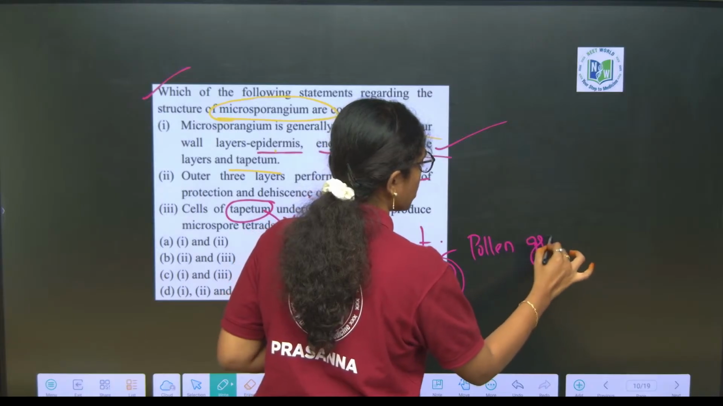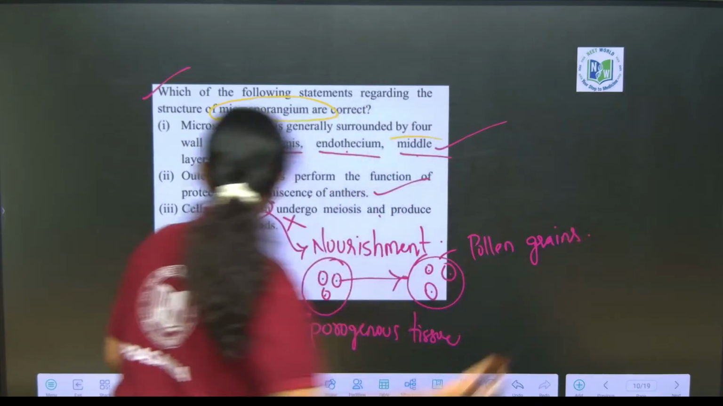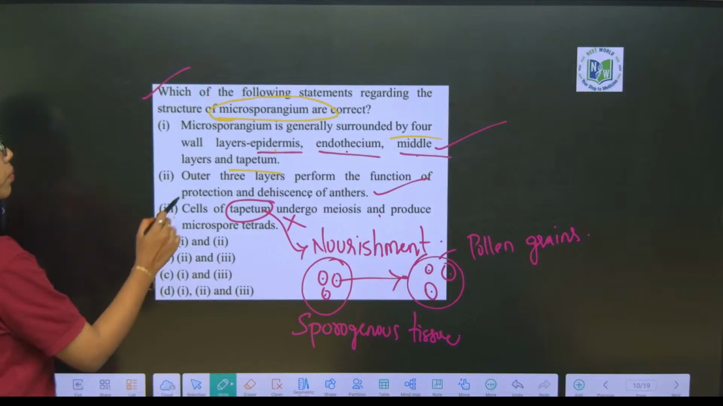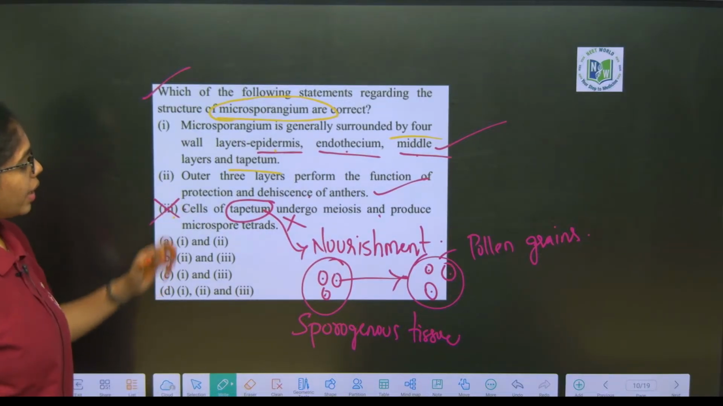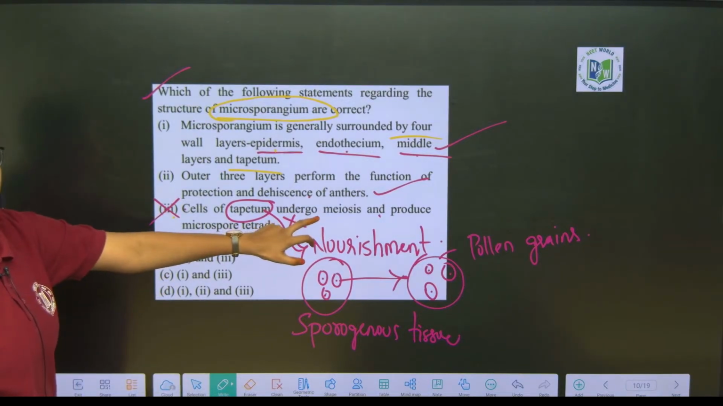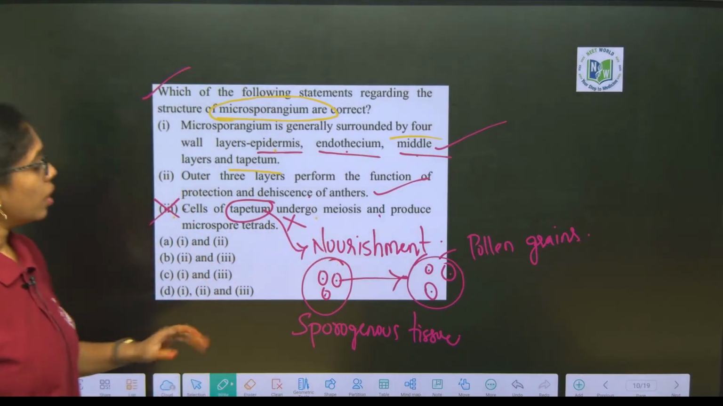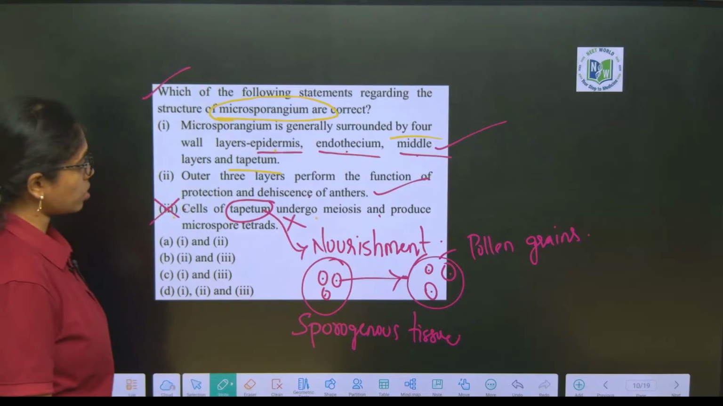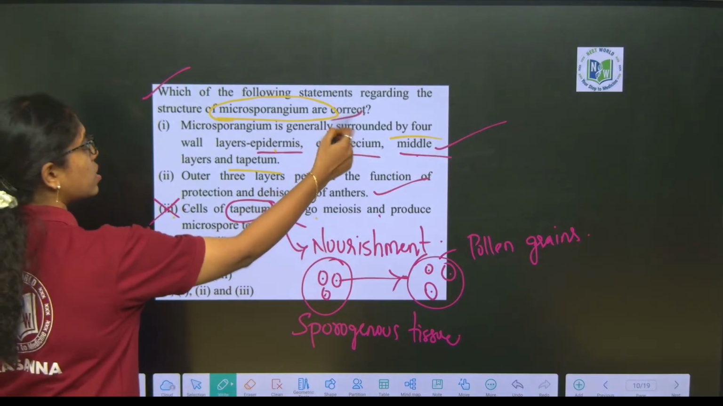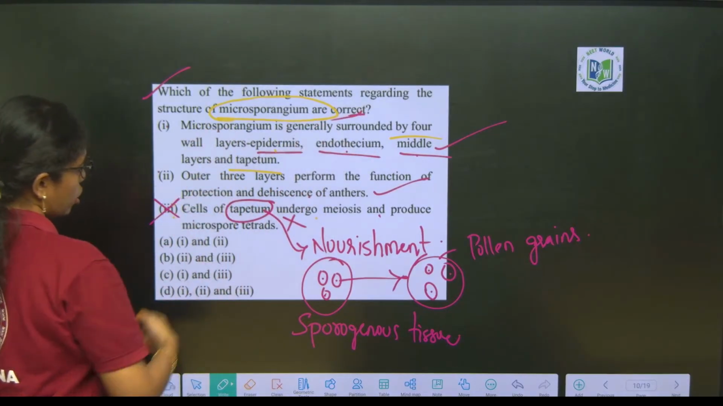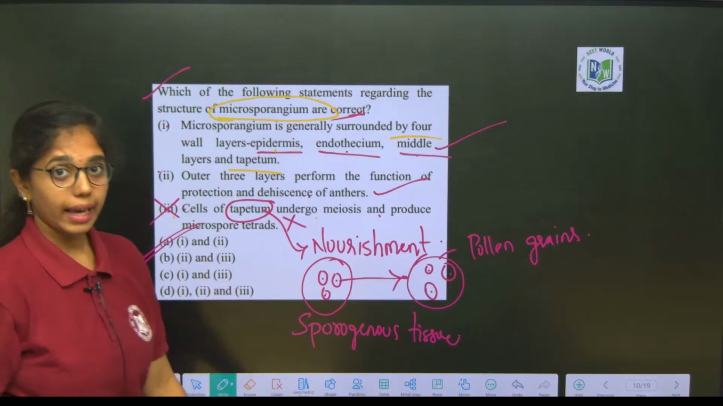Fine. So here, statement 3 will be wrong. What will undergo meiosis? Sporogenous tissue or microspore mother cells will undergo meiosis, not tapetal cells. So here, what are the correct statements? 1 and 2. So you have to go with option A, right.